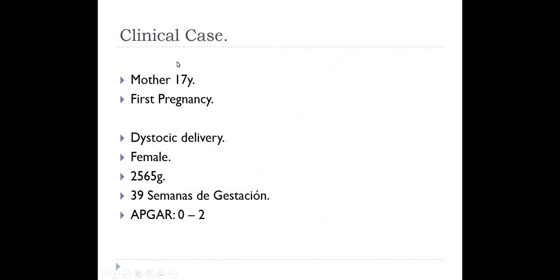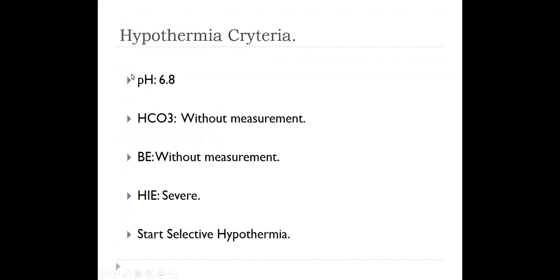Okay, clinical case. This is what happened in our protocol. In our protocol, we have young mothers. This is a 17-year-old, first pregnancy, dystocic delivery, female, 2,565 grams, 39 weeks. Apgar 0.2, and pH 6.8. Bicarbonate was measured and was too low. Base excess without measurement. The classification of hypoxic-ischemic encephalopathy was severe.